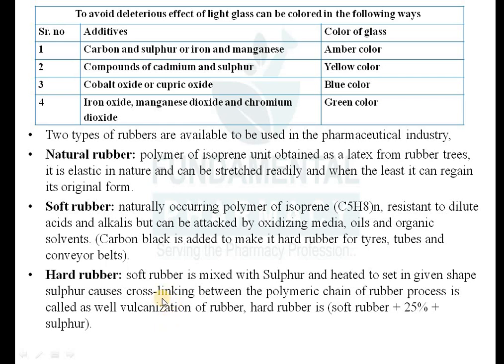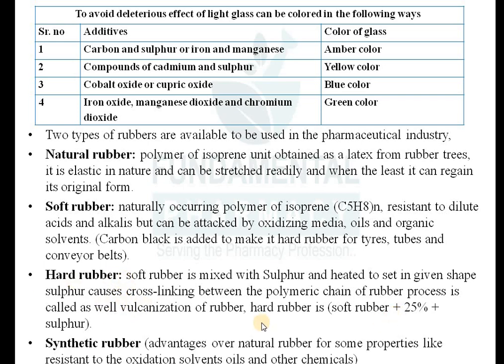So vulcanization means when sulfur is added to a rubber and heated for a particular shape, it will cause cross-linking of polymers in the rubber and it will give you hard rubber. We will see the different additives used in the rubber in the next slide. So soft rubber plus 25% or more sulfur is nothing but the hard rubber.